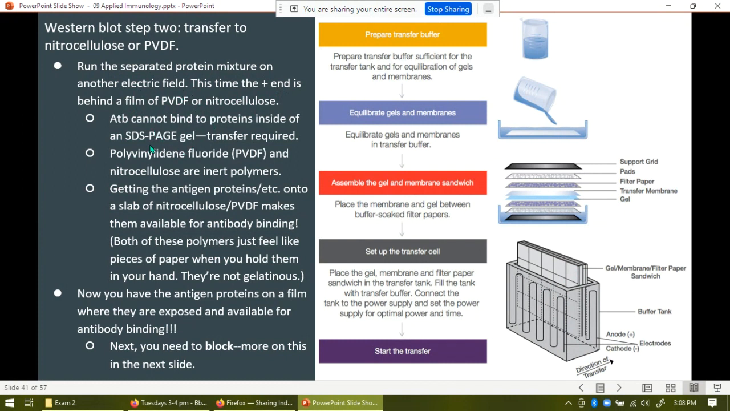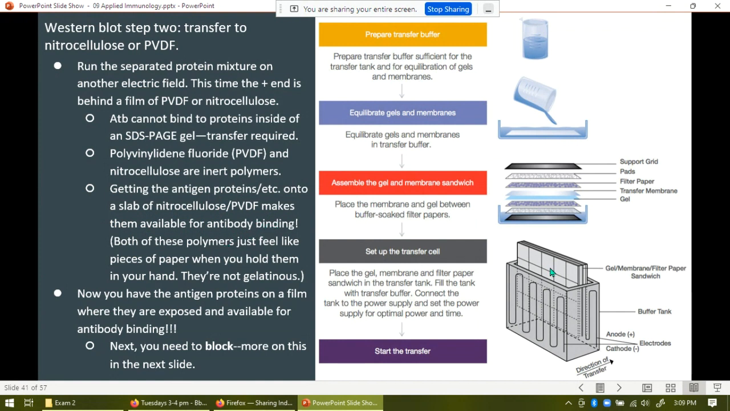Antibody cannot bind to proteins inside of an SDS-PAGE gel, so you need to transfer them onto basically paper, I guess expensive paper, where antibodies can bind. Polyvinylidene fluoride is PVDF, and then nitrocellulose, which is sometimes abbreviated NC. They are just inert polymers that antibodies can get to the antigen on. So you're trying to get your antigen available for antibody binding.